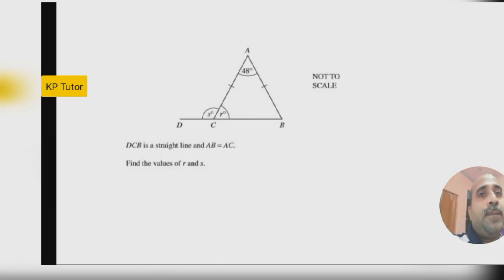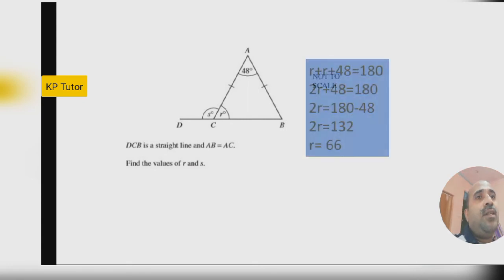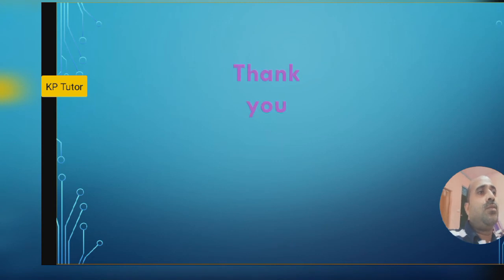We have to find x, r and s. Same as just before, consider only that isosceles triangle: r plus r plus 48 equals 180 degrees, then r is equal to 66 degrees. Then how can we find the last one? That last question, r, you can also do with the straight line. I just skipped that, you can do it yourself. Okay, thank you.